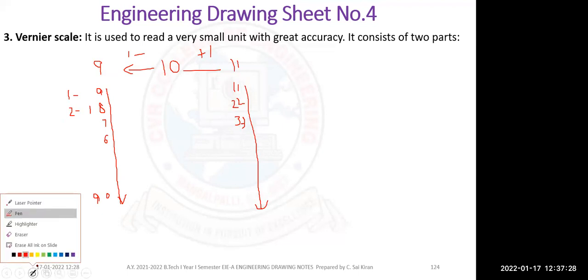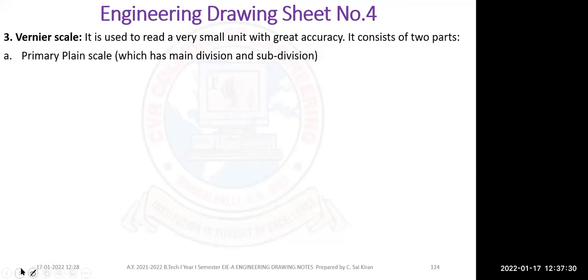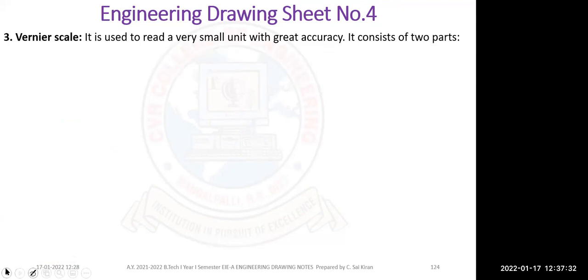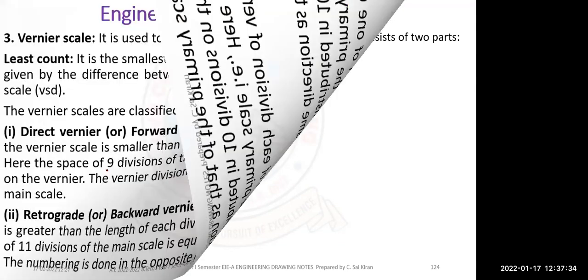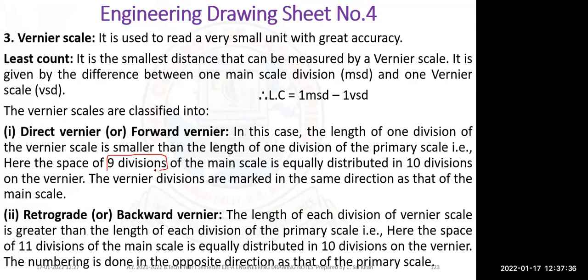Okay. So in the Vernier scale, what we do is, when you take 9 divisions, it is taken as the 9th table, and when you take the 11 divisions, it is taken as the 11th table. Okay, so if you are using the backward Vernier, you have to use the 11th table. If you are using the forward Vernier, you have to use the 9th table. Okay.